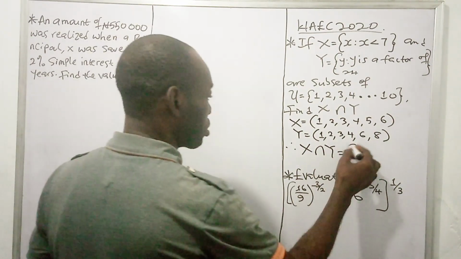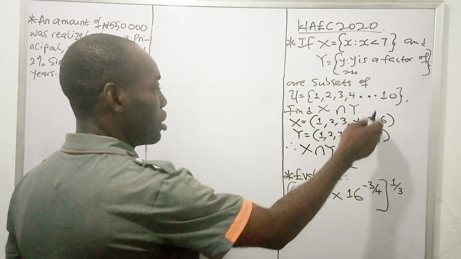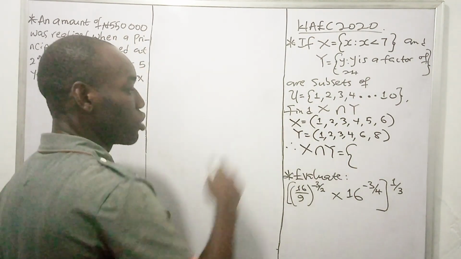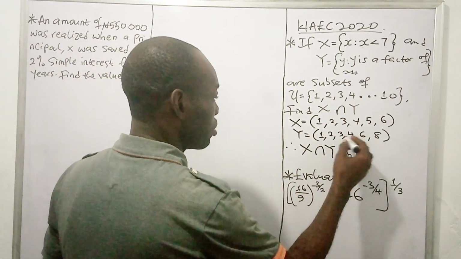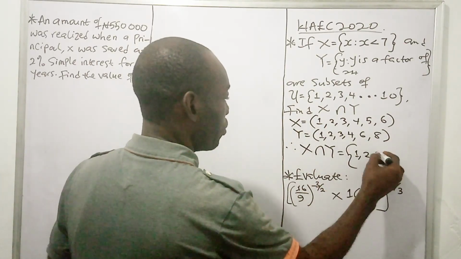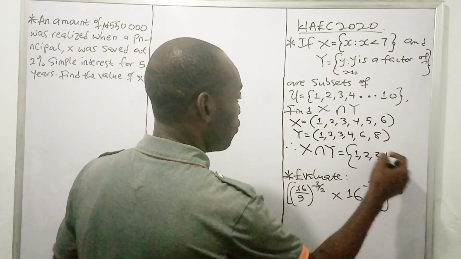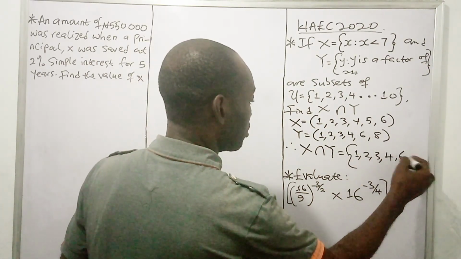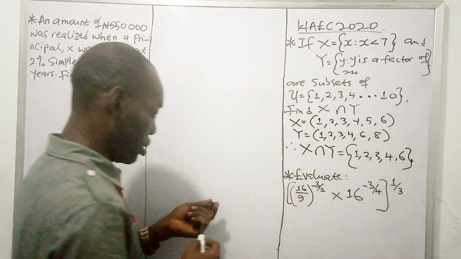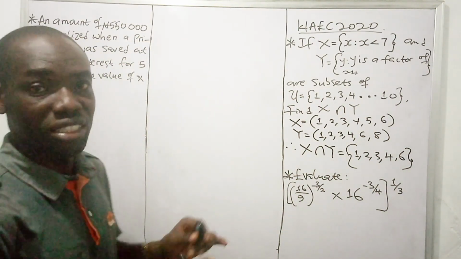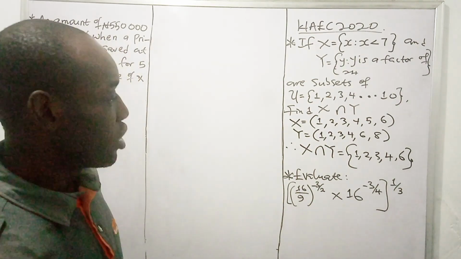Therefore, to get x intersect y, intersection simply talks about the elements that are common between both sets. So we have 1 is common, 2 is common, 3 is common, 4 is common, and 6. These are the elements common between the set x and the set y. So that's the solution to that problem.